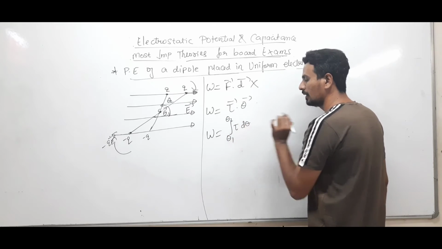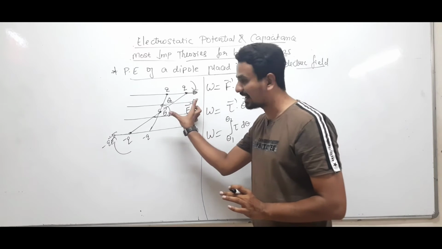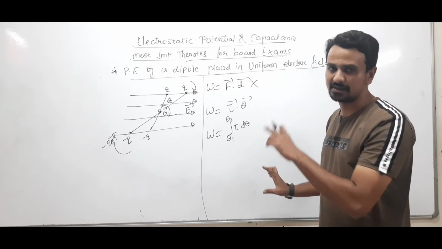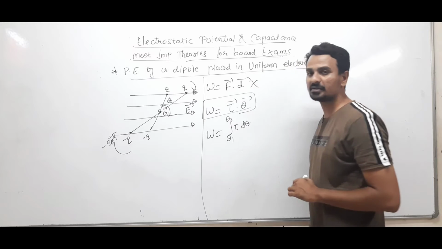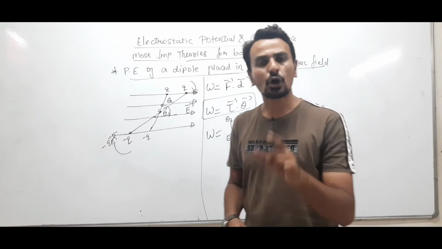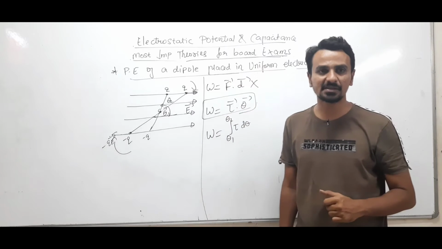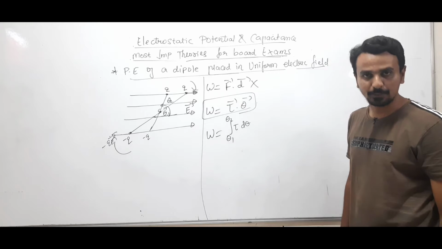Clear? What I will do? Just to rotate the dipole by any angle d theta, what is the amount of work done? I will find that and then I will integrate. Directly we cannot use this formula tau into theta because in our present case torque is not constant, it depends on angle and angle is changing, so torque will change, and if torque is changing we cannot find the work done directly by this formula.